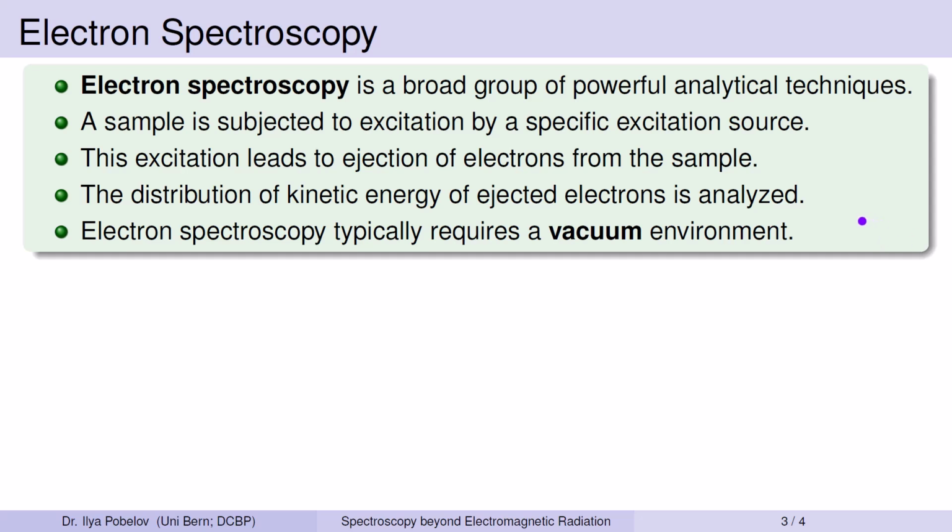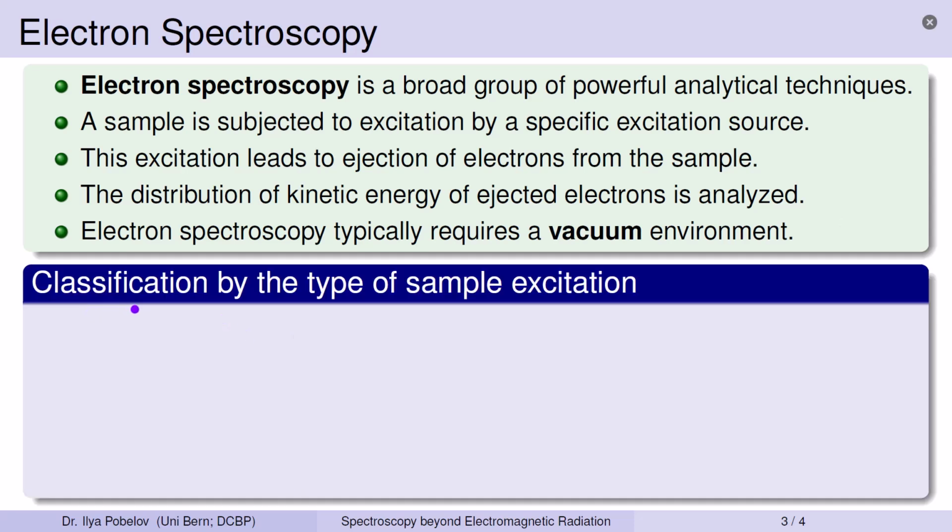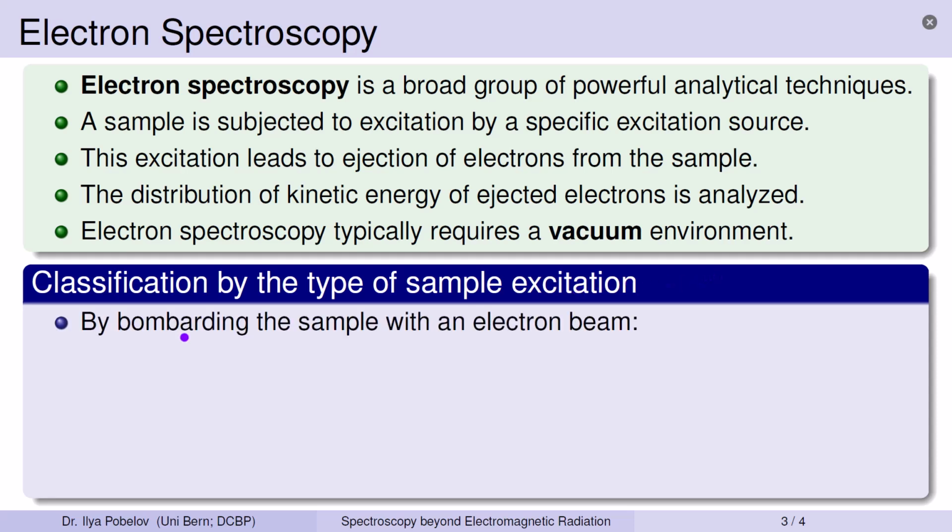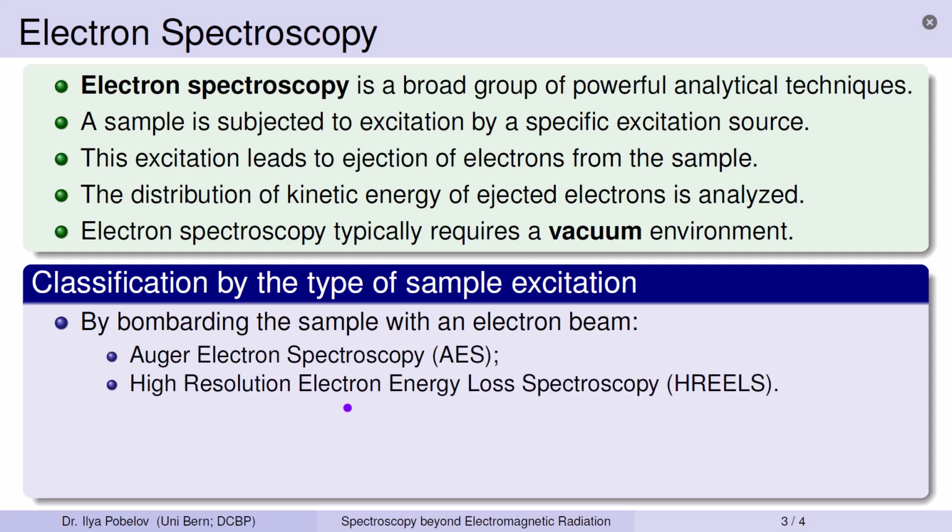We can classify electron spectroscopy methods in two primary ways. First, based on the type of sample excitation. The sample can be excited by bombarding it with an electron beam. This is the case for such methods as Auger electron spectroscopy and high-resolution electron energy loss spectroscopy.